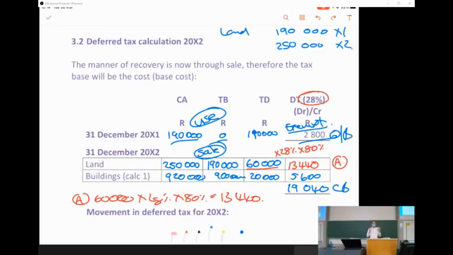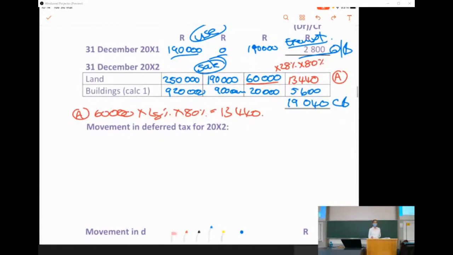Okay. Now look at what happens in our deferred tax account. So in our deferred tax account, there's our deferred tax SFP account. We had an opening balance of a liability from X1, 2,800. On the day of the revaluation, we account for the tax on that revaluation.